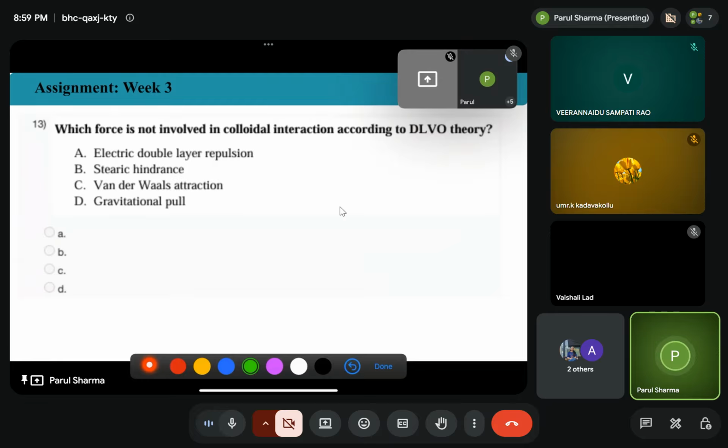Which force is not involved in the colloidal interaction according to DLVO theory? We saw that in DLVO theory there was electric double layer repulsion, steric hindrance, and van der Waals attraction. Only gravitational pull was not considered. So the correct answer is D.